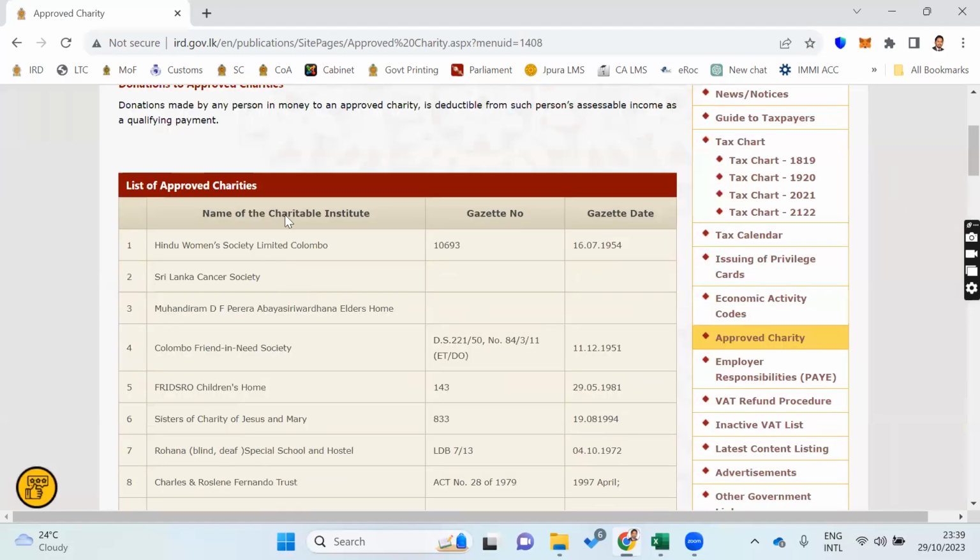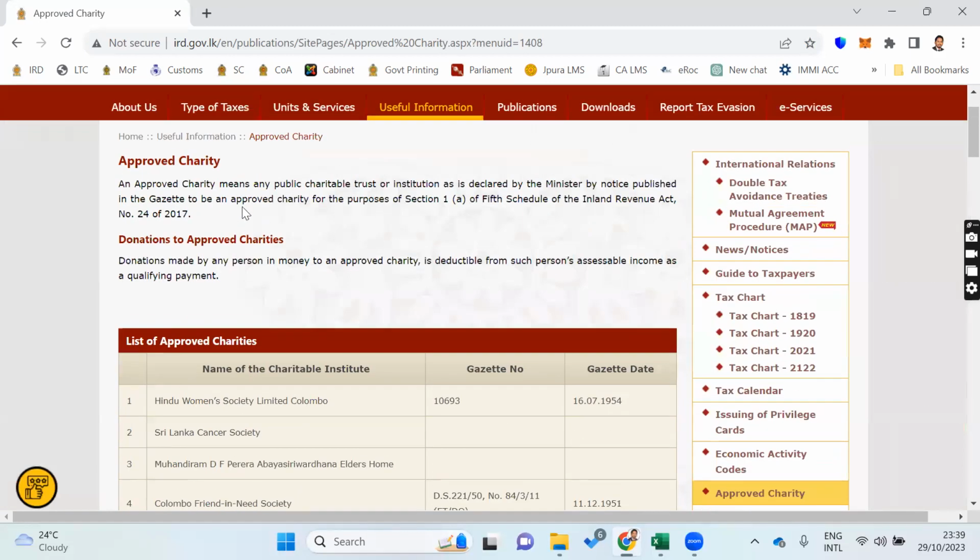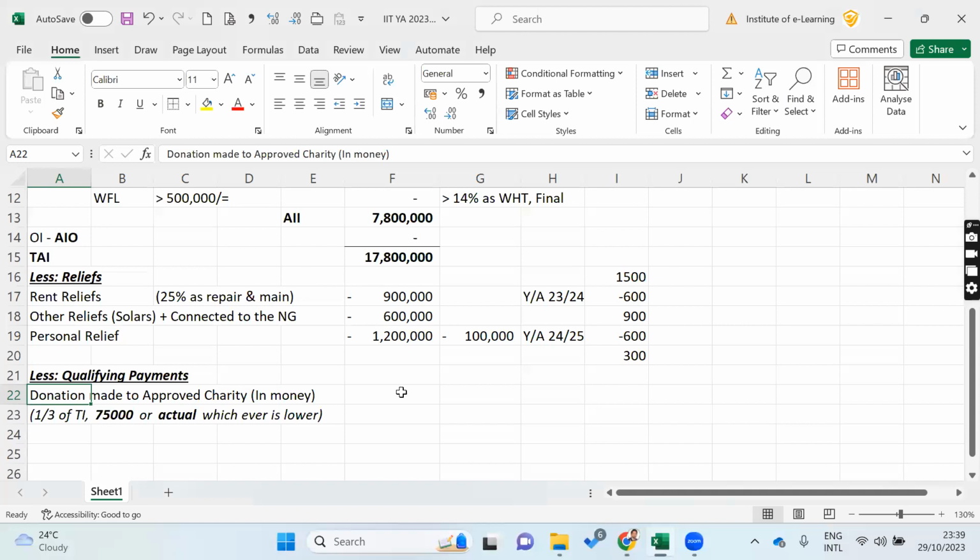You have to make sure that you are donating to approved charities. Then only you can claim it as a donation made to an approved charity, in money. Very important. Again, it should be in money form, right? It should be in money form.